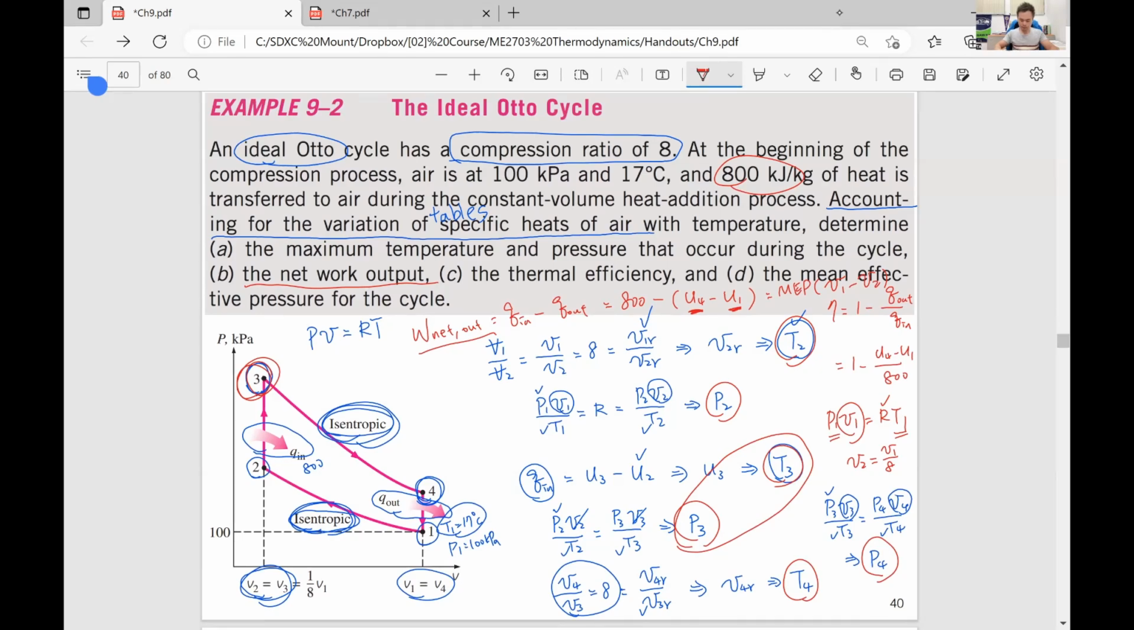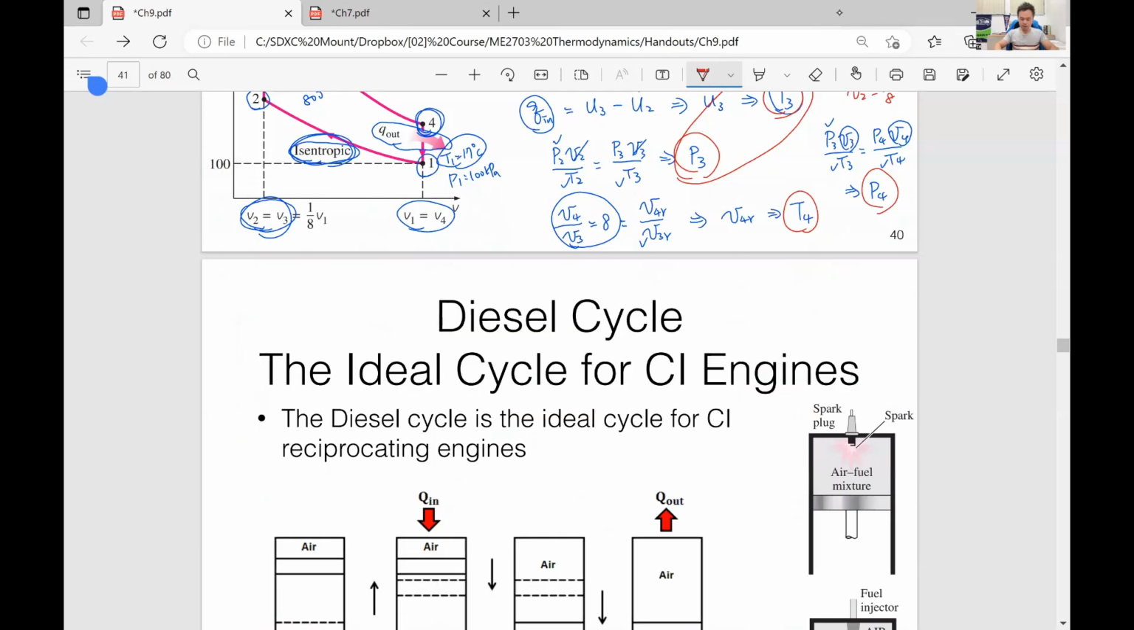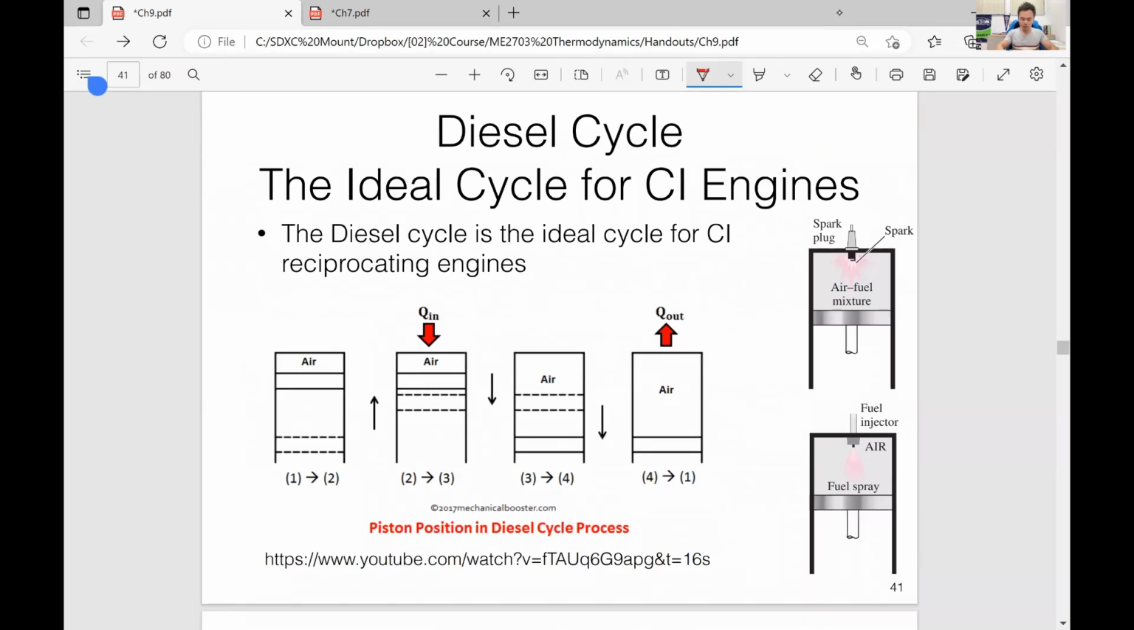Next we are moving to another cycle called the diesel cycle. Diesel is actually a name, just like Otto is a name of a famous person. So the diesel cycle is the ideal cycle for compression ignition engines, the CI reciprocating engines.